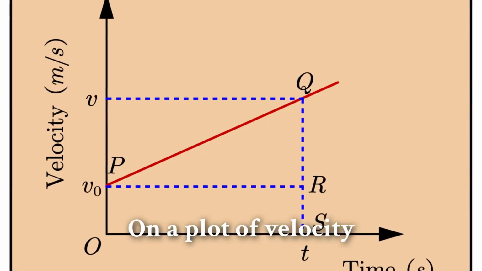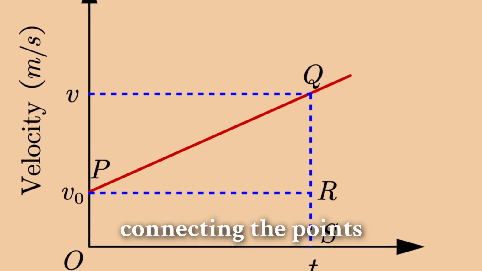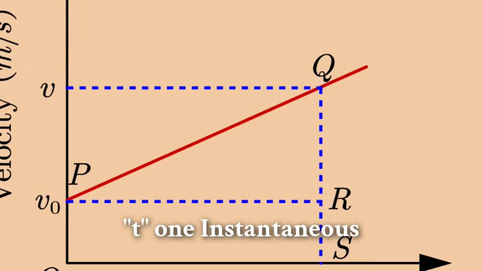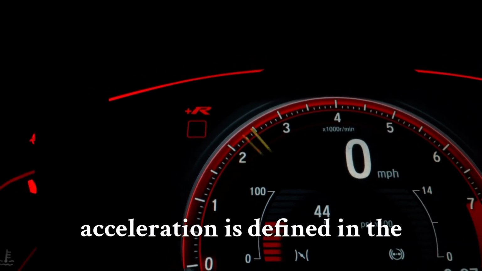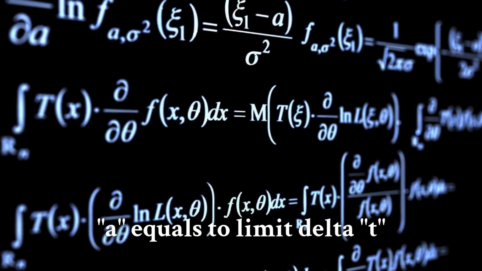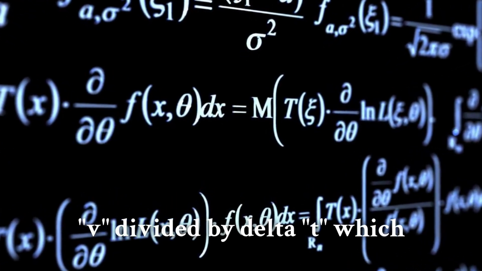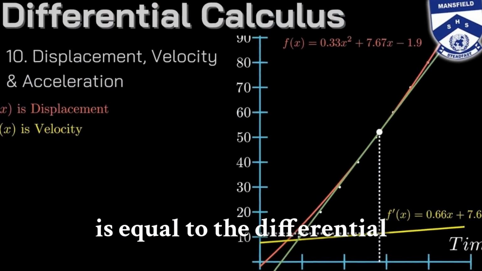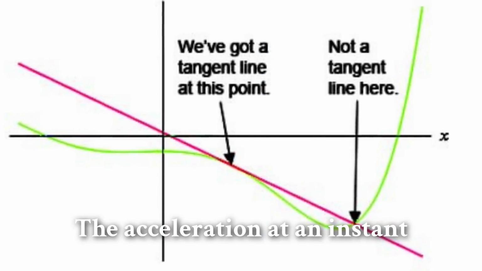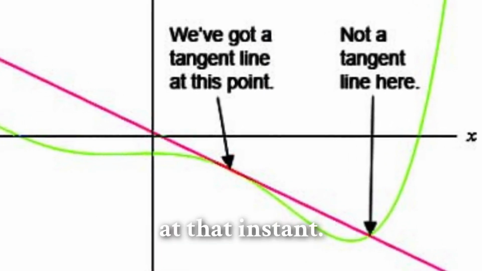On a plot of velocity versus time, the average acceleration is the slope of the straight line connecting the points corresponding to (v2, t2) and (v1, t1). Instantaneous acceleration is defined in the same way as the instantaneous velocity. a equals the limit as delta t tends to 0 of delta v divided by delta t, which is equal to dv divided by dt. The acceleration at an instant is the slope of the tangent to the v-t curve at that instant.